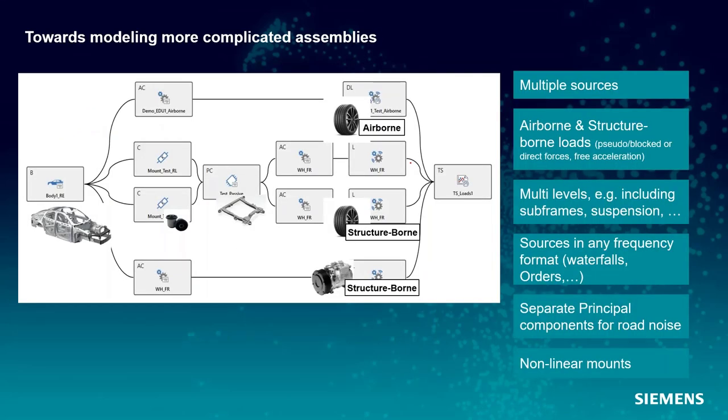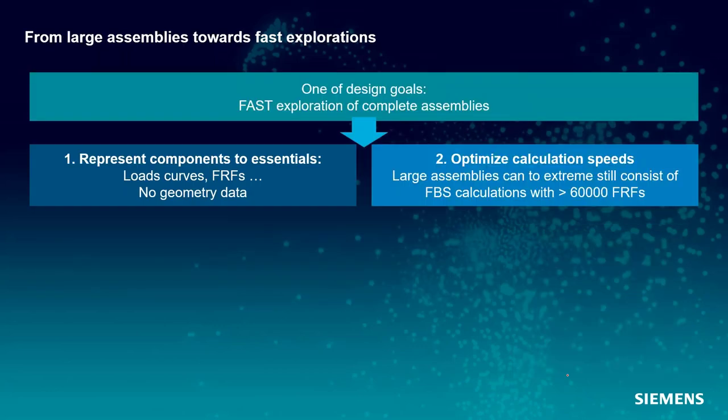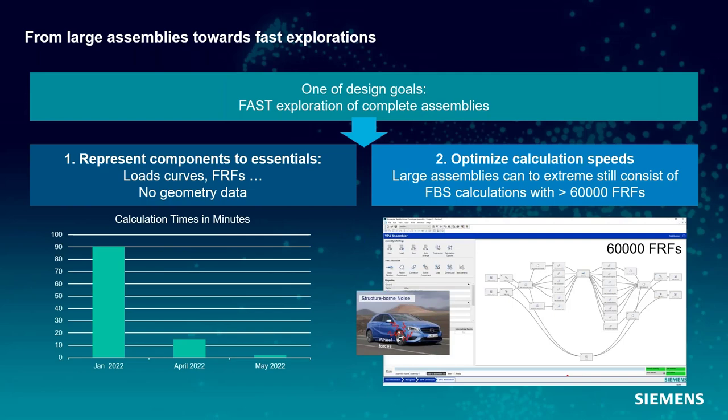And again, I showed a very simple example in the software, but you can have multiple components, all sorts of structure-borne, airborne, different types of things here. Principal components for road noise that are separated. Nonlinear mounts where you would have a set of mount curves that change as a function of the displacement into the mount, for example. The whole goal here was using these FRFs and the forces as a function of frequency, we can combine them with this virtual prototype assembly and do some quick what-if calculations like we did with the trim.